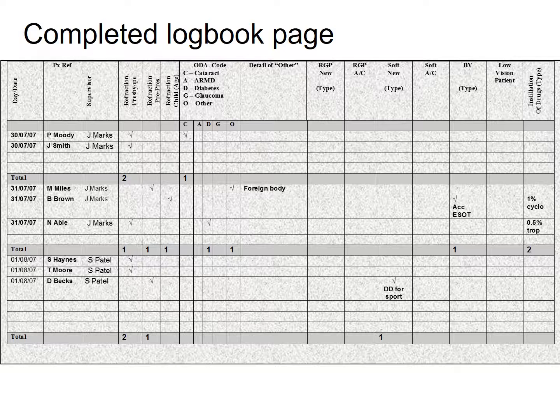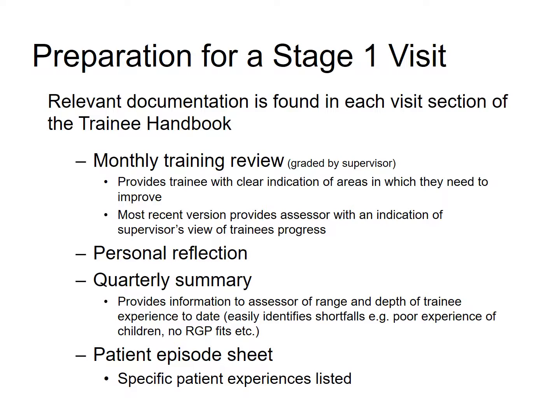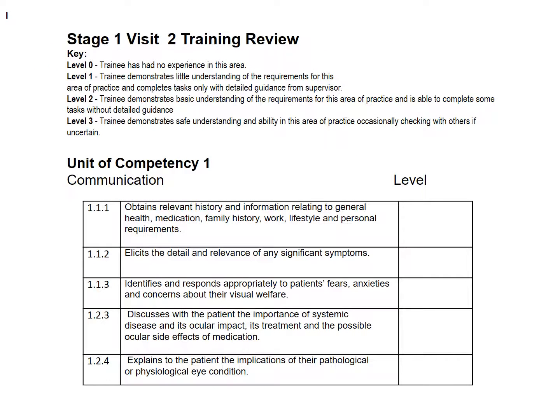So also within their handbook, counted as logbook evidence, there are various other things that help in terms of preparation. So the first one is the monthly training review, which looks a bit like this. So this would be for visit 2, so the second visit of the stage 1 of the work-based assessment. A list of all the elements of competence that we're assessing at that visit, and then a box for you to write from 0 to 3, from no experience, can't do anything at all, to 3, they're completely competent, they can do it on their own basically.